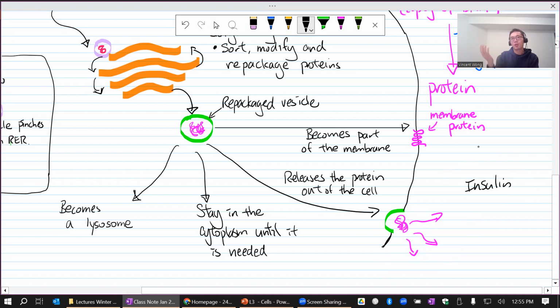But do all the cells do this? No. Your brain cell is not going to make insulin, right? Your liver cell is not going to make insulin, right? It's only the cells that are specialized in making that protein that will do it. Does that answer your question, or is that not your question? Yes, I got it. Thank you. All right, great.